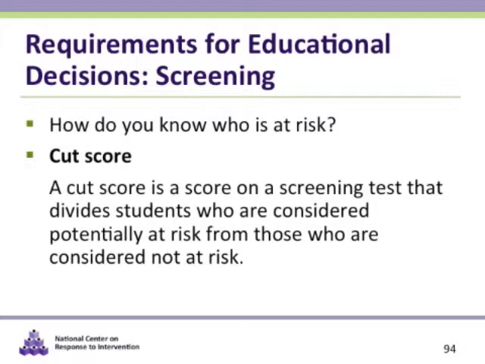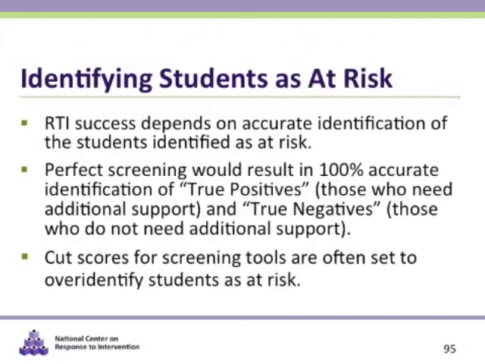When we talked about our screening tools, we introduced the concept of classification accuracy, and that's how accurately a tool identifies students who are at risk from not at risk. And we determine that classification accuracy by using a cut score. So, identifying students at risk.